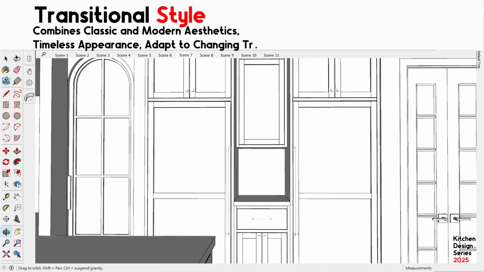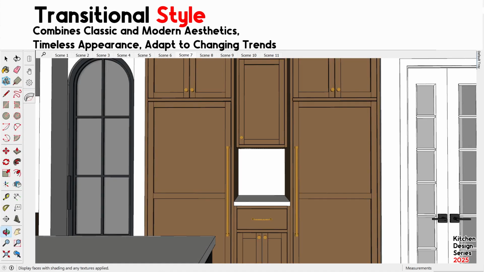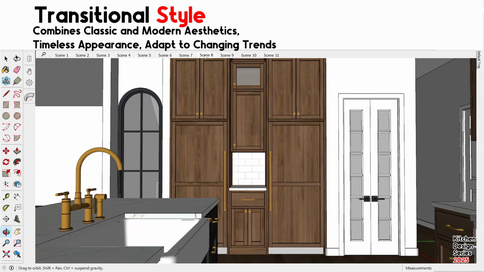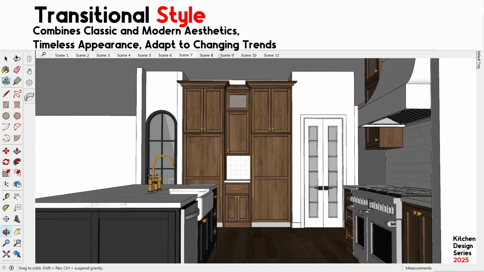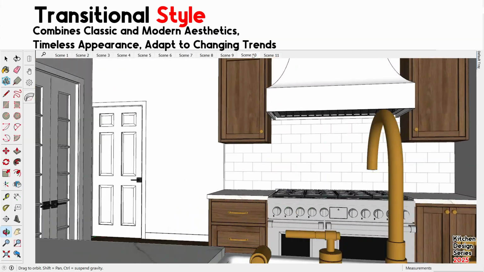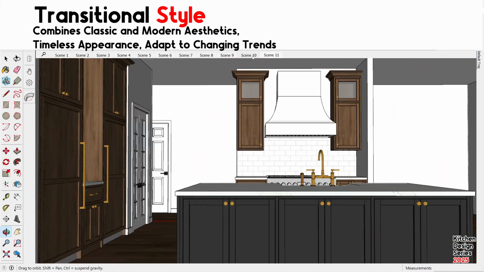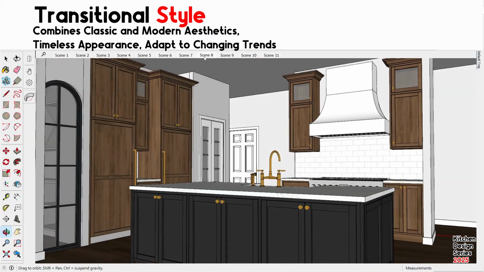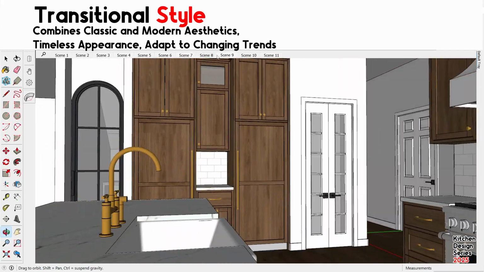The transitional style is a combination of classic and modern aesthetics. It's a style that is easy to adapt to changing trends, and the aesthetics for this style tend to appear timeless. It's always adapting to the trends for kitchen styles.